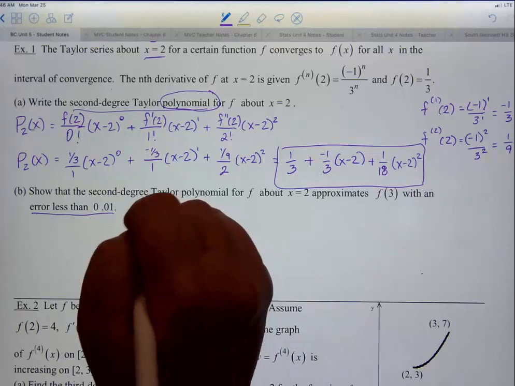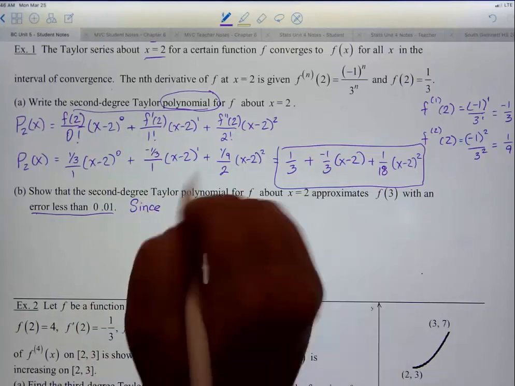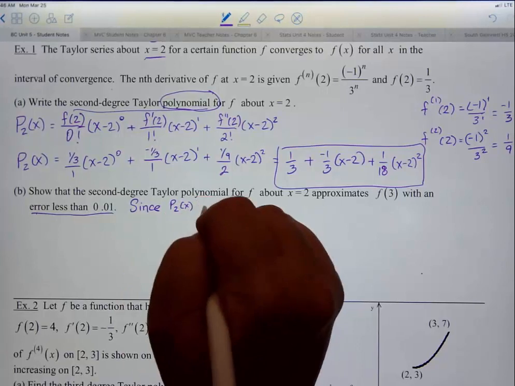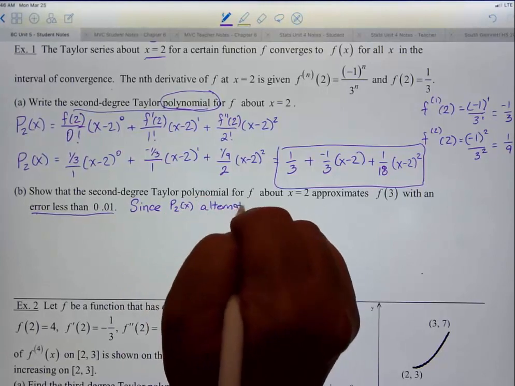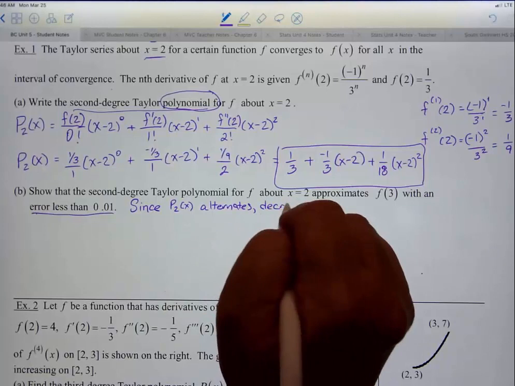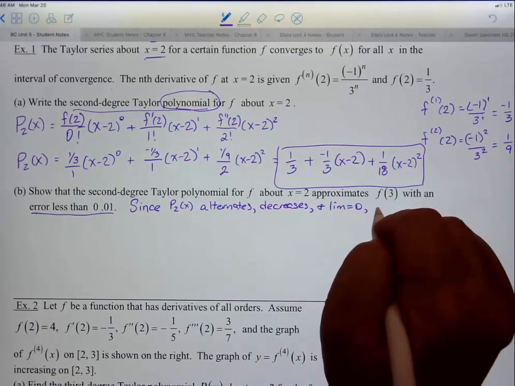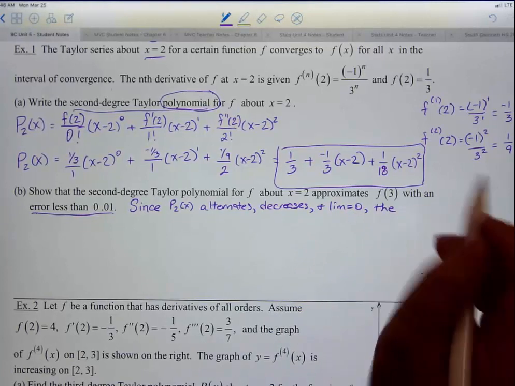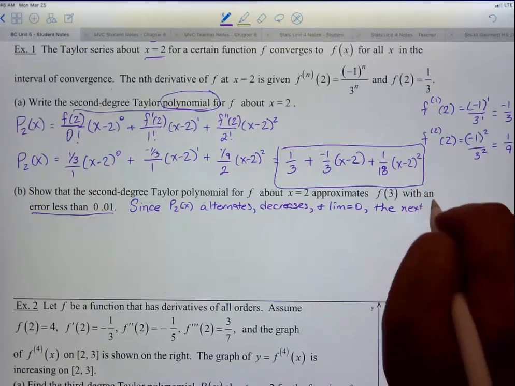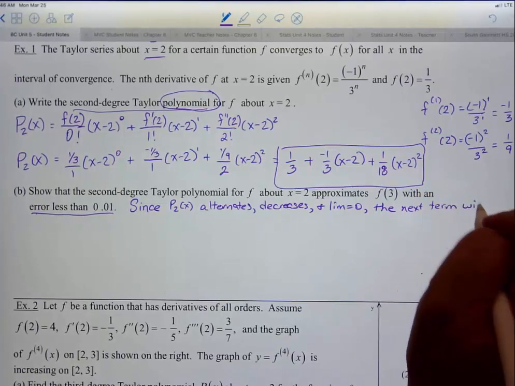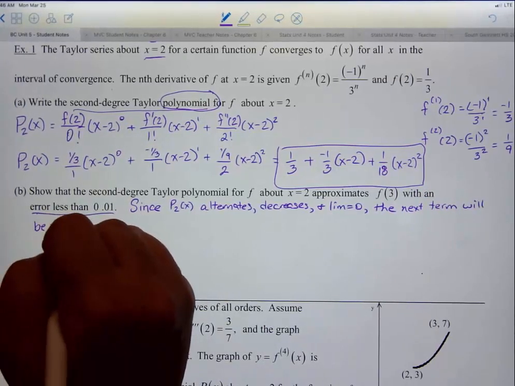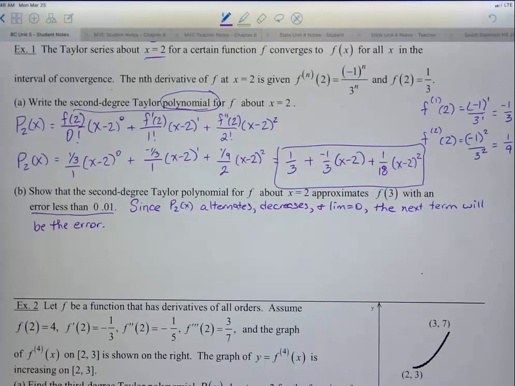So we need to write that down. Since P2 of x alternates, decreases, and the limit equals 0, the next term will be the error. Okay? The next term will be the error. Since the P2 of x alternates, decreases, and the limit equals 0, the next term will be the error term.